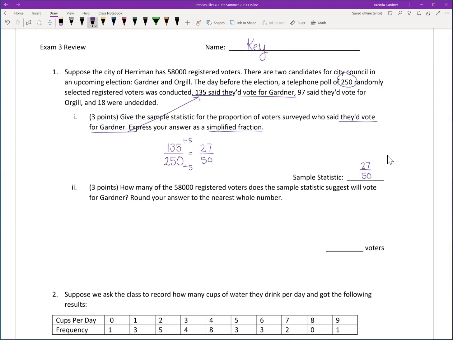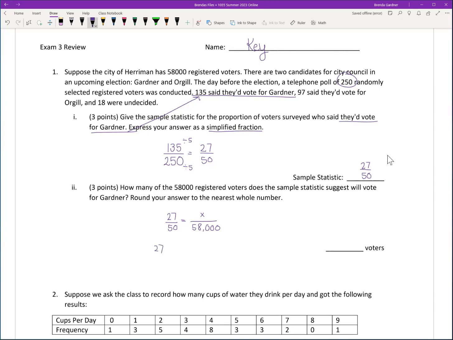So part 2, how many of the 58,000 registered voters does the sample statistic suggest will vote for Gardner? Because I left this as a fraction, I'm going to go ahead and set it up as a proportion. So going back to what we learned about in module 1, you can set up a proportion. If basically 27 out of every 50 people plan on voting for Gardner, you want to know how many out of 58,000 voters. So we can do this by cross multiplying.